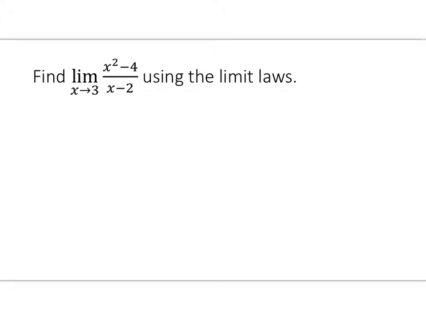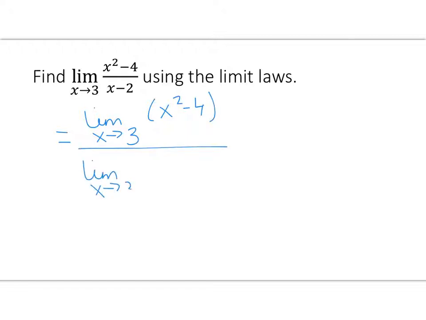Okay, so our limit laws make a little bit more sense when we actually see them in motion. So this says find the limit as x approaches 3 of x squared minus 4 over x minus 2 using our limit laws. Since this is a quotient, I would say this is the same as the limit as x approaches 3 of x squared minus 4, divided by the limit as x approaches 3 of x minus 2.